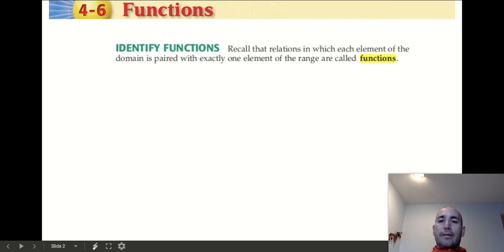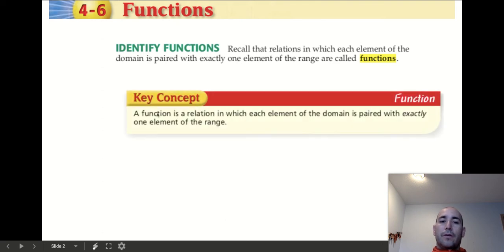So how do you identify a function? Recall that relations, those sets of ordered pairs that we talked about in previous lessons, in which an element of the domain is paired with exactly one element of the range, are called functions. Remember, your domain is your x values and your range is your y values. As long as one x value is only paired with one y value, then that's what's known as a function. So here's the key concept.